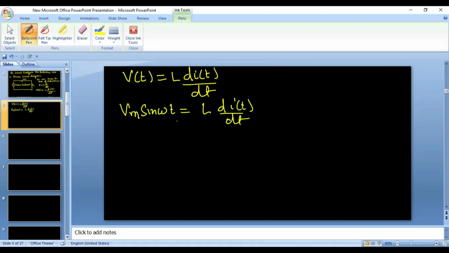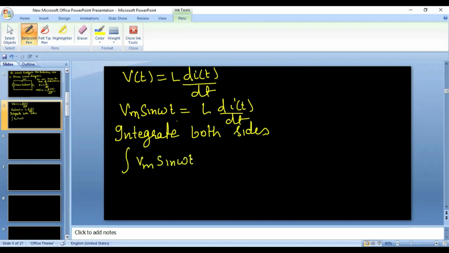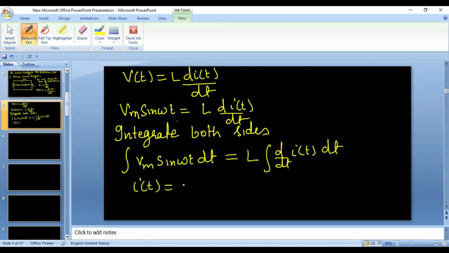Now, since here I have the differentiation of current It and my interest is to determine the current It, what I can do is integrate both sides. When I integrate both sides, I get the integral of Vm sin omega t with respect to dt, that is equal to L times the integral of d/dt of It dt. Now you can see here that from the integration, the differentiation is going to be cancelled. So I am going to get It is equal to 1 by L integration Vm sin omega t dt.